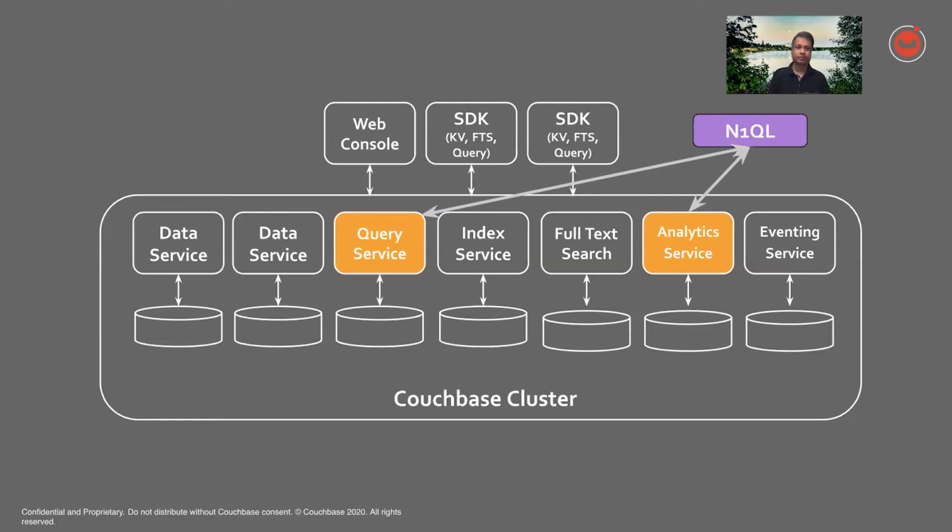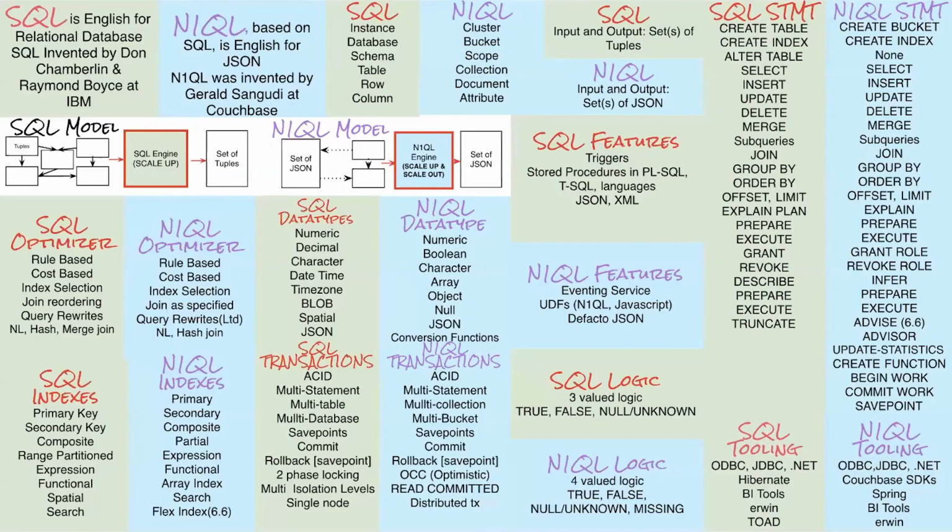On to Nickel. The common question I get is, if Nickel is SQL for JSON, how does it compare? So here is my answer. Nickel walks like SQL, quacks like SQL. It is, after all, SQL for JSON. When developers see Nickel, that's the first reaction.